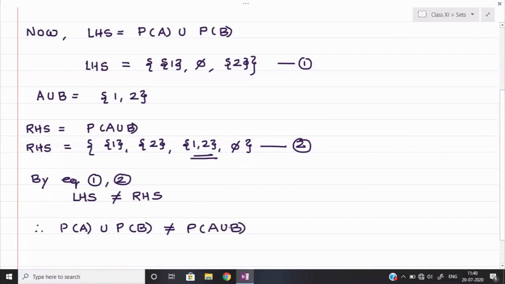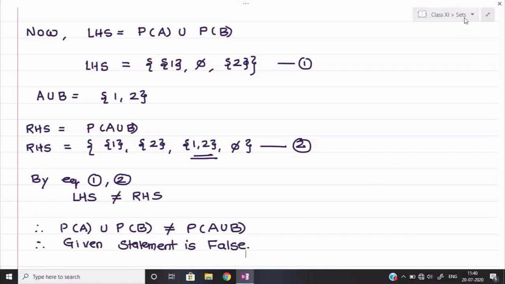So we can say with the help of a counter example that the statement is false. At last we will write: therefore, the given statement is false.